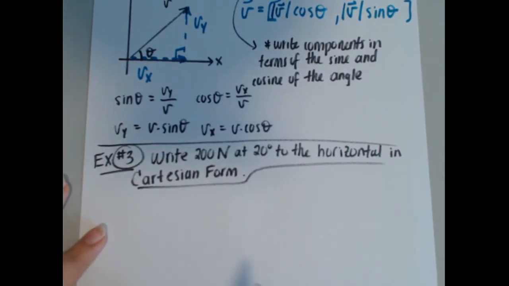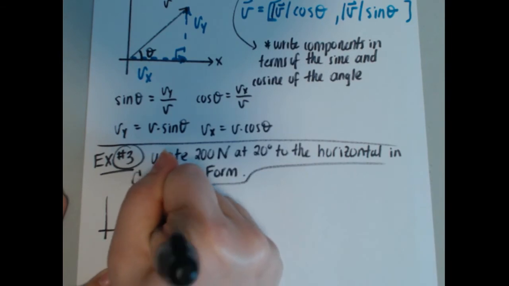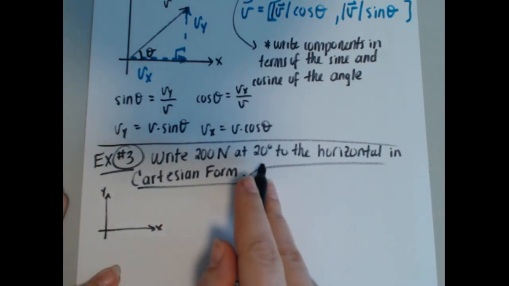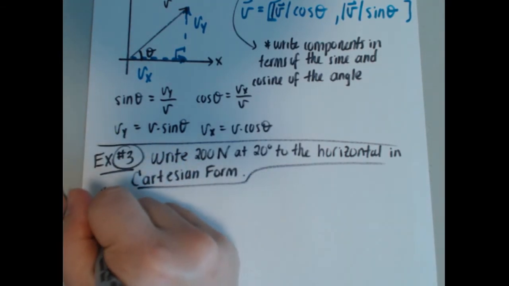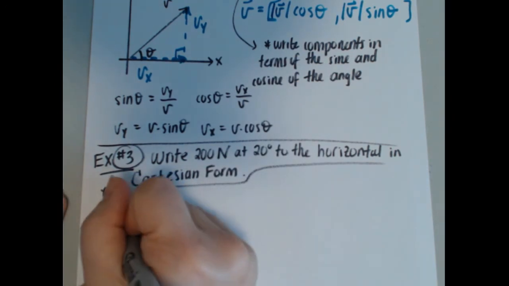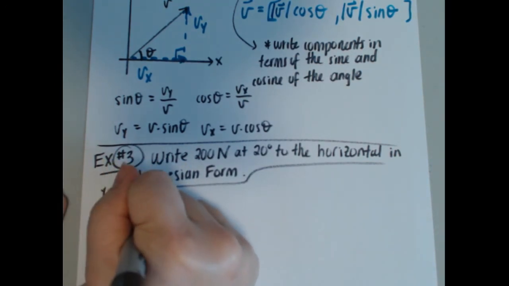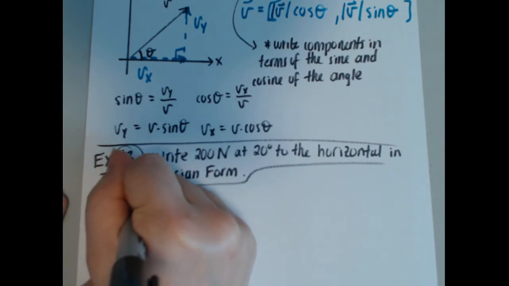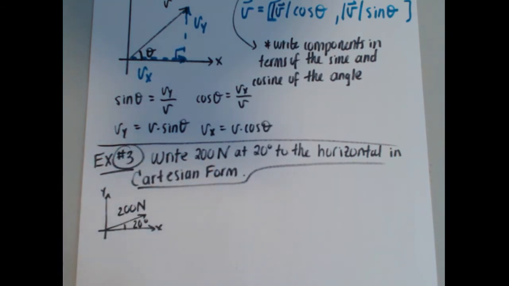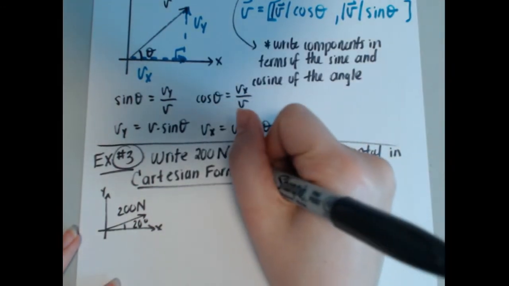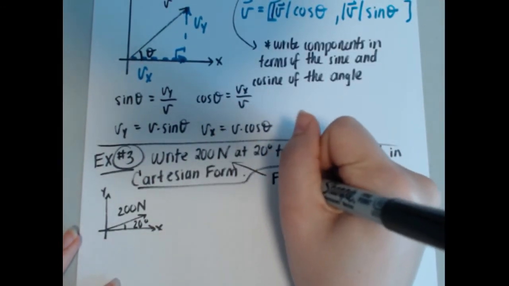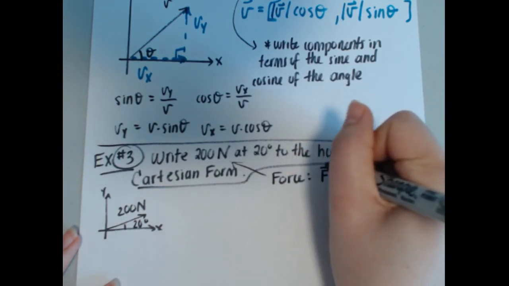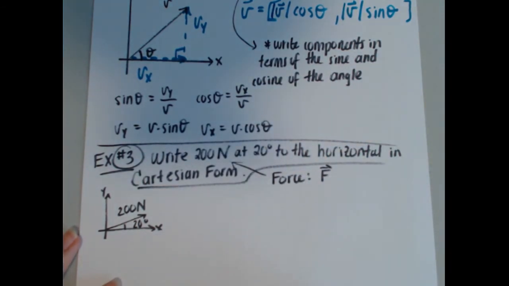Draw a picture. Okay, so a quick sketch. There's x, there's y, 20 degrees to the horizontal. It's going to look something like this. So there's 20 degrees, and the length of this thing is 200, and the units are newtons. Now, if you're interested, Newton is the unit of measure for force. Otherwise, well, you don't need to worry too much about that. But since it's force, we can actually label it with capital F. So we can call this vector force with the arrow on top.